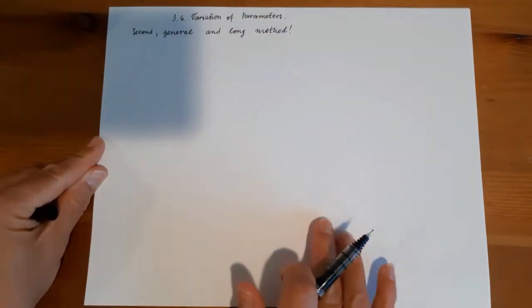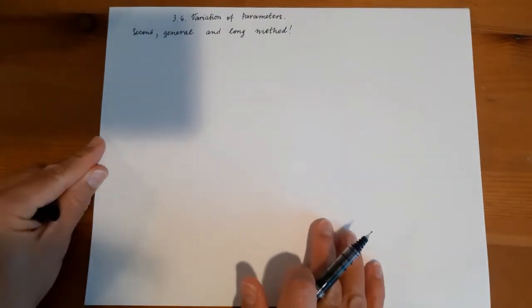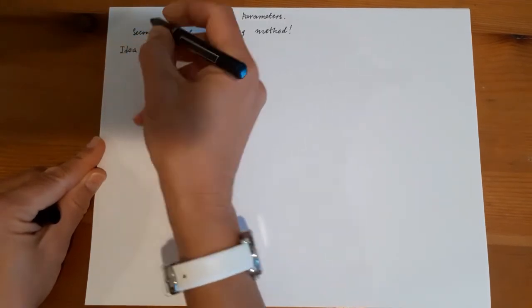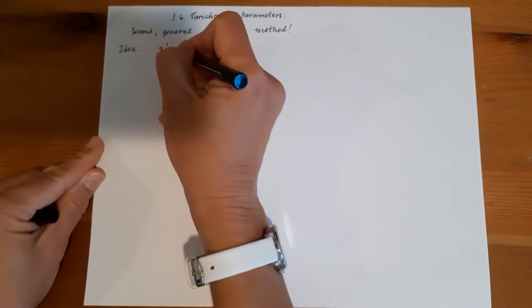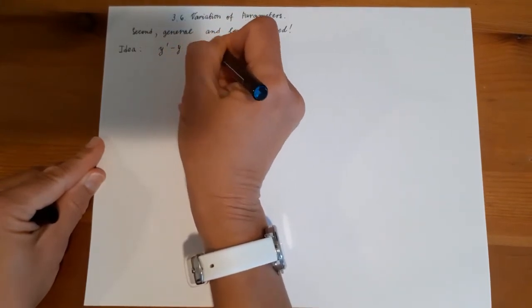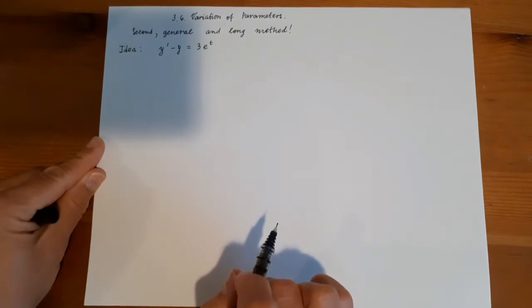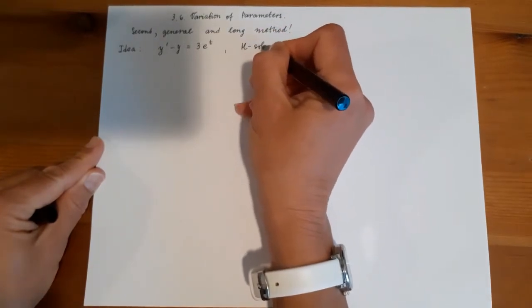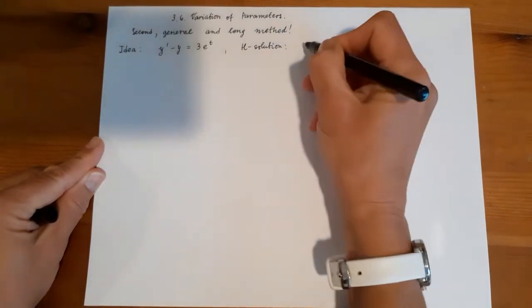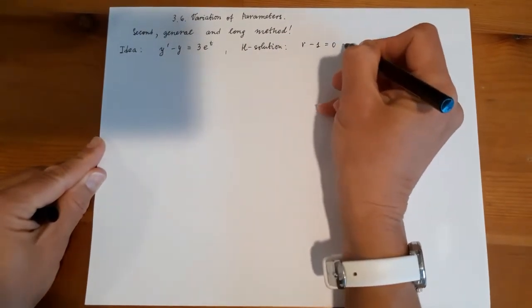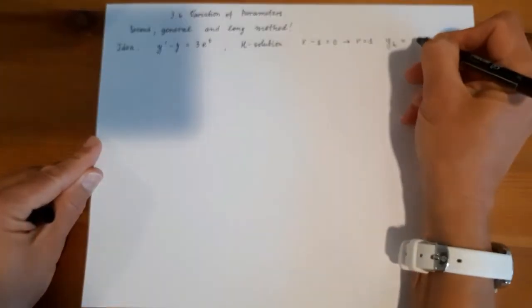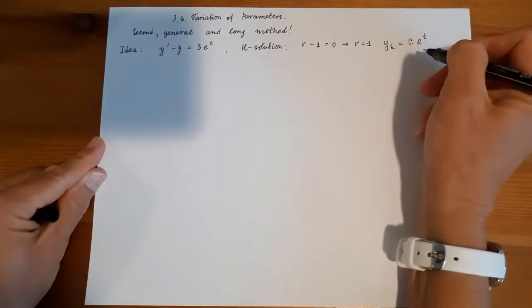I'm going to start with explaining the idea again on an equation of the first order. So, idea. Consider an equation of the first order: y prime minus y equals 3e to the power of t. Homogeneous solution: r minus 1 equals 0 means that r equals 1, or y homogeneous equals c e to the power of t.